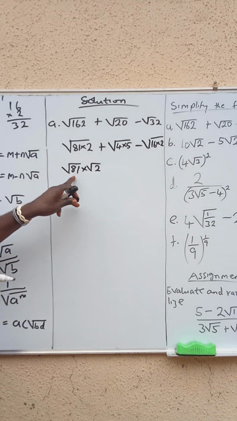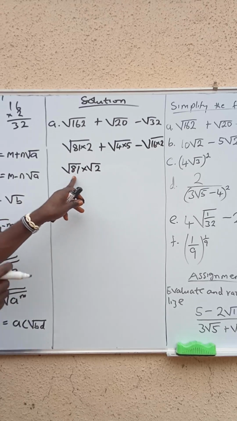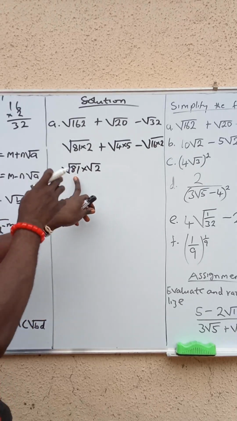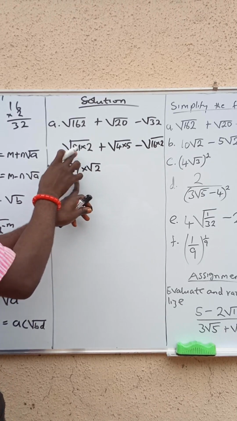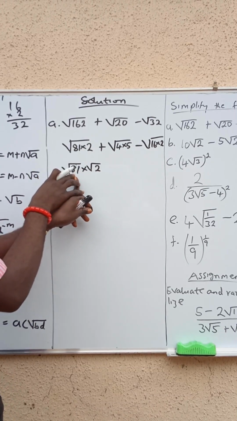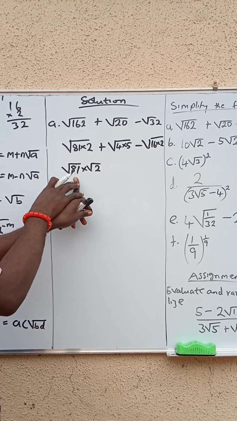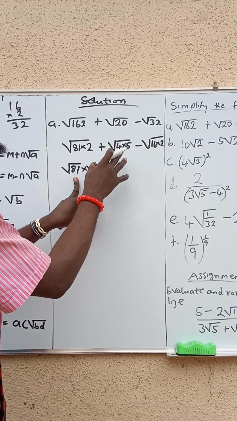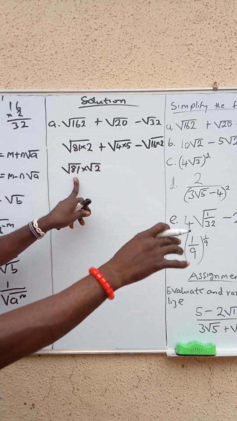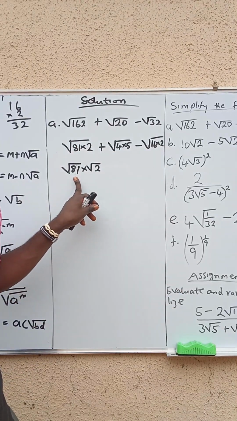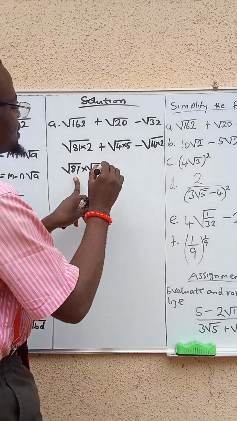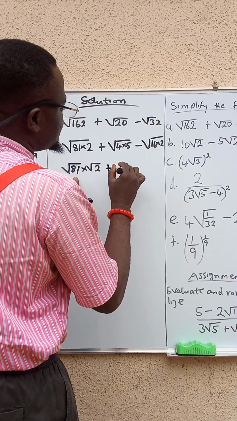Do you know why I brought this 81 out? Because I know that 81 is very simple. Root 81 is 9. So I brought it out. If you find that any one you can easily bring out and find the square root, bring it out. Your work will be very neat. So this one will now be plus.